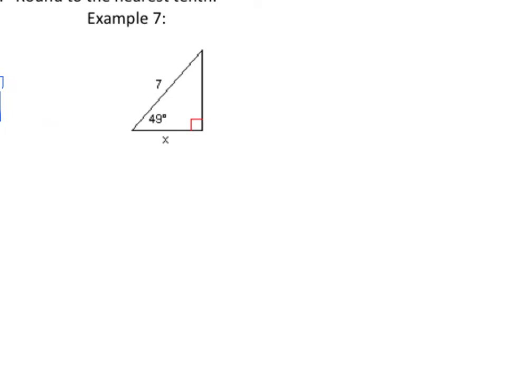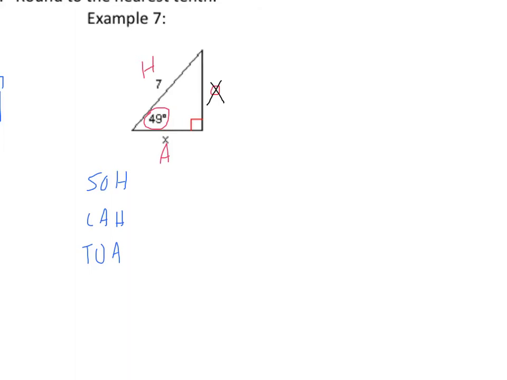The next one. Again we have three sayings. We look at the triangle they gave us. We're going to look from 49, which makes this one the opposite. I'm going to put O there. This is the hypotenuse, and this is the adjacent. Now the adjacent is the unknown, the one we're looking for. The hypotenuse is 7, so we can use that. The opposite has no information.